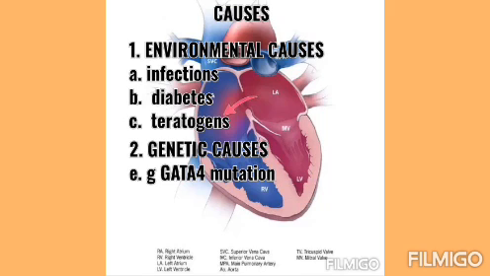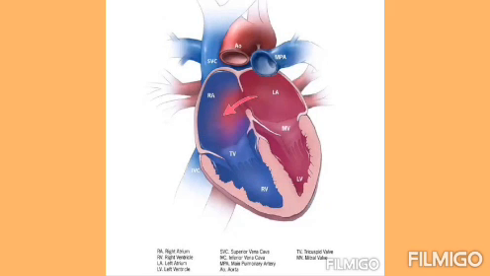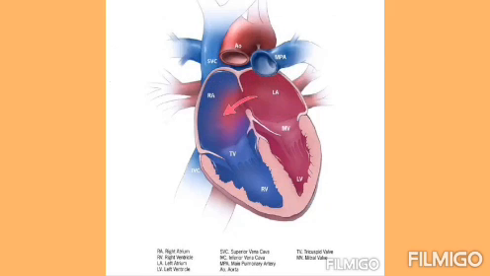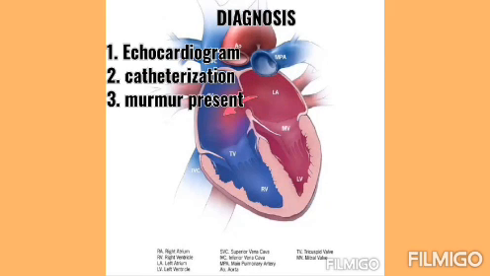So when all these things happen, we might have a baby that has a breach in the atrial septal wall. So look at it. Okay, what are the clinical features of ASD? We have embolization, we have emboli moving. So we have pulmonary hypertension, we have irreversible pulmonary vascular disease. So people that have ASD have a risk of embolization and all this.